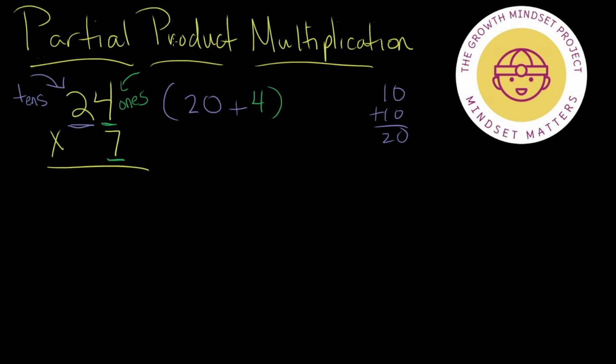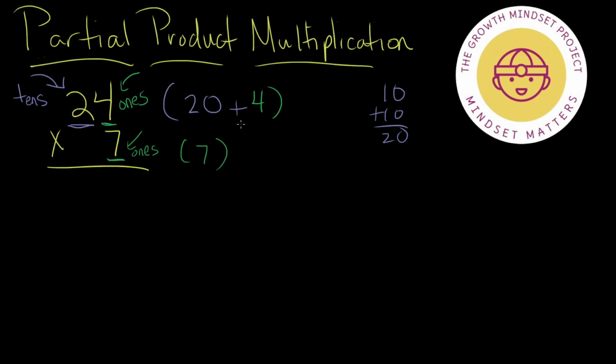And then we can do that same thing here. We can see that this 7 is also in the ones place, because it is lined up right underneath our 4, which is in the ones place. So we know this 7 is just worth 7. So you've broken down our numbers into their smaller parts, the numbers that make up those numbers.